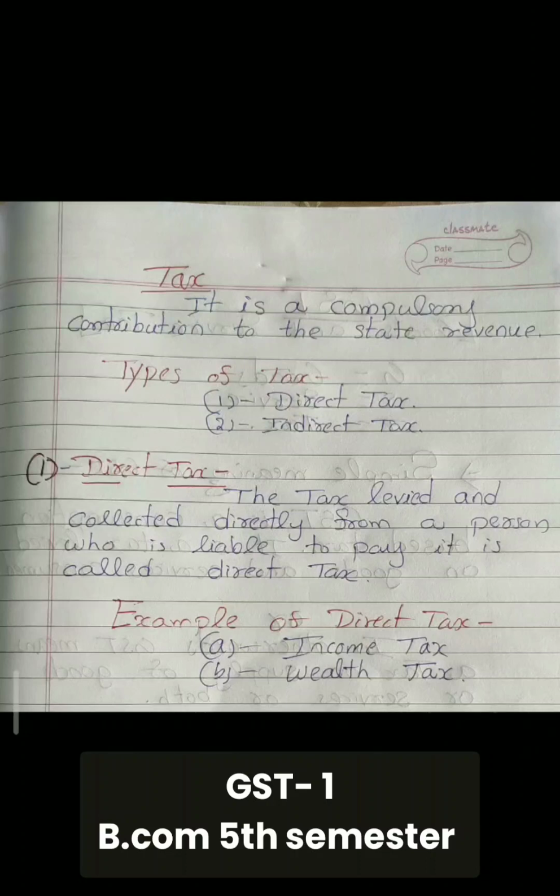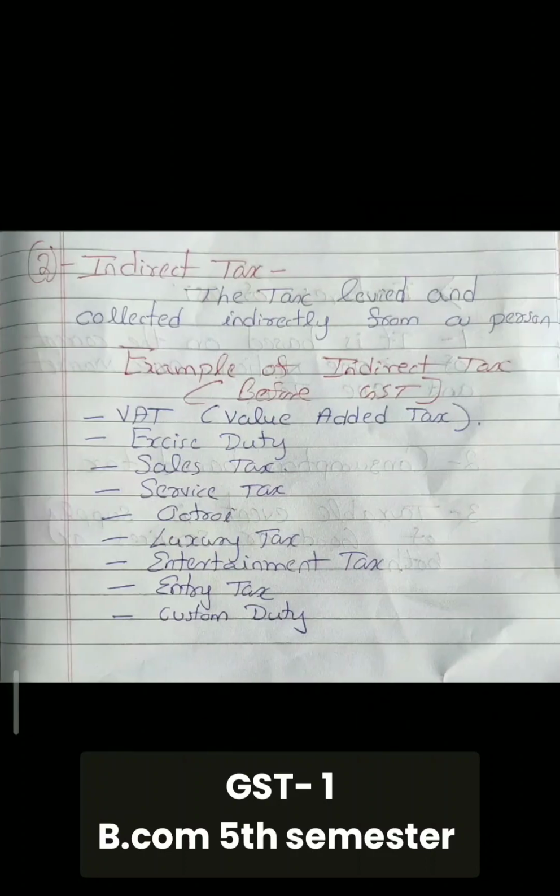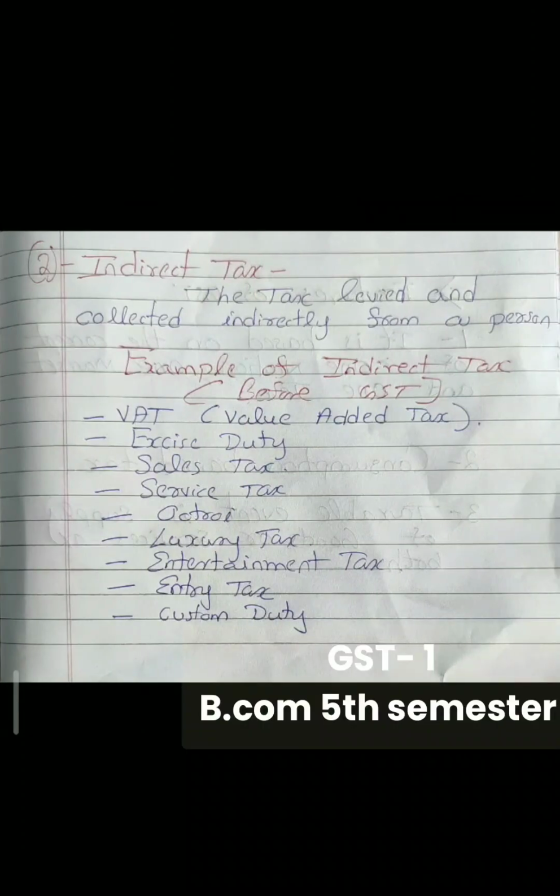The first type of tax is direct tax. The tax levied and collected directly from a person who is liable to pay it is called direct tax. Examples of direct tax are income tax and wealth tax. Indirect tax is the tax levied and collected indirectly from a person. Examples of indirect tax before GST.